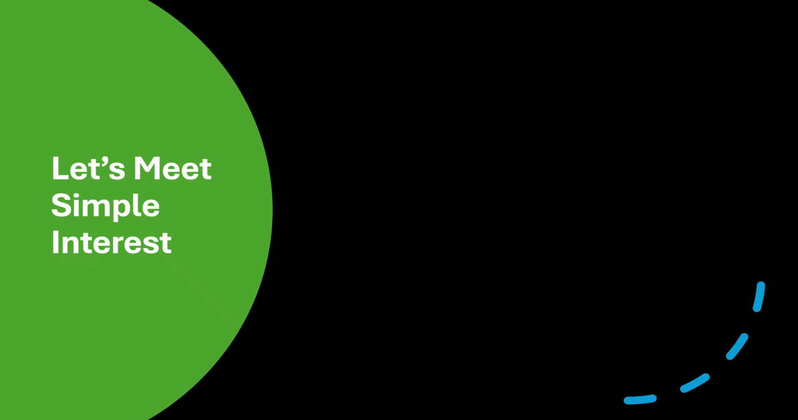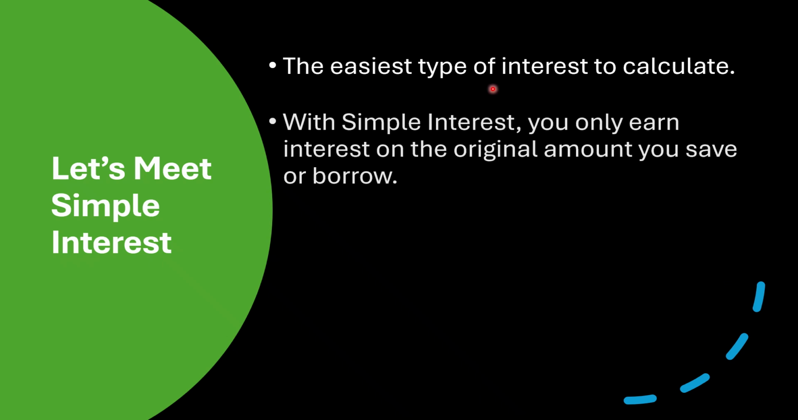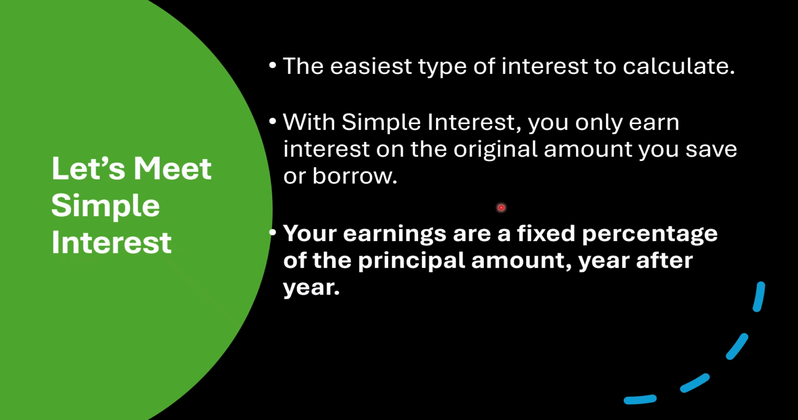Let us meet simple interest, the easiest type of interest to calculate. So this is very promising because it is said that it is the easiest. It means that with simple interest, you only earn interest on the original amount you save or borrow, or your earnings are a fixed percentage of the principal amount year after year.